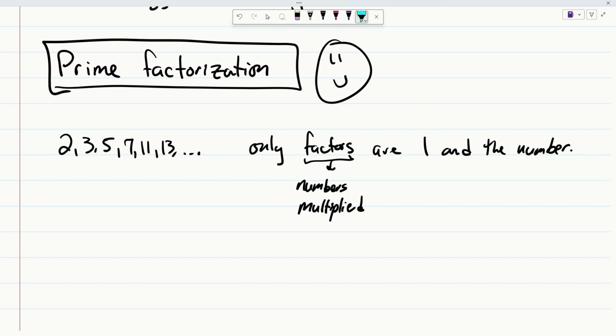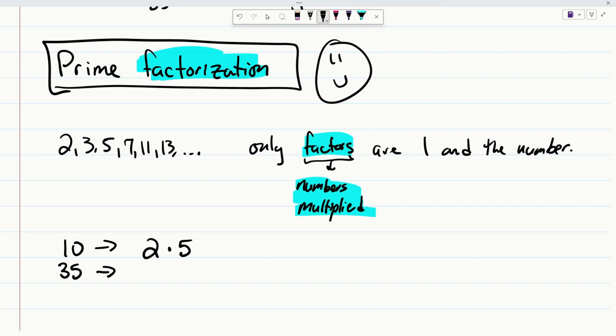Now, this word, factorization, I kind of already told you what that is. Factors are numbers being multiplied. The ization part of this is just saying, okay, write them out. So, for example, 10, its prime factorization is 2 times 5. 35, its prime factorization is 5 times 7. Now, I want you to look at what I did here. There is something that I did that is extremely important. Please note that the 5s in both prime factorizations are on top of each other.